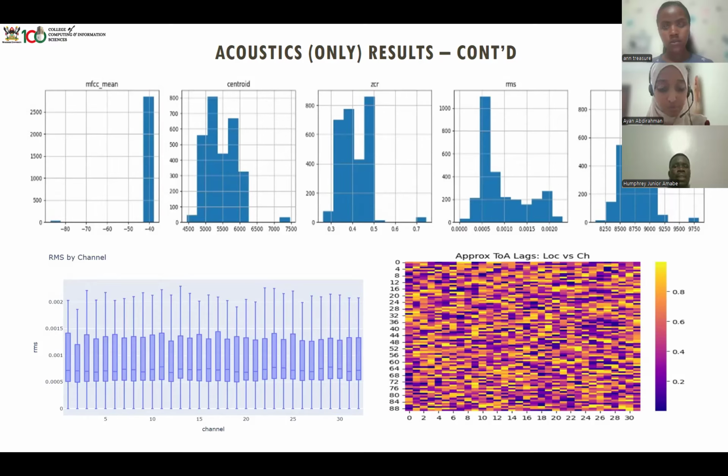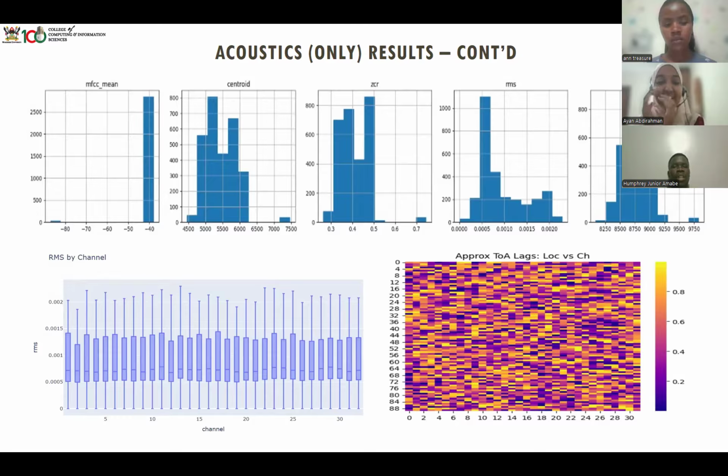In this slide, the topmost visualization represents the MFCC mean. MFCC stands for the mel frequency cepstral coefficients. This is how humans and speech recognition systems understand sound. Instead of raw frequency, MFCCs map frequencies onto the mel scale, which matches how the human ear actually perceives pitch. So we compute maybe 13 different MFCCs for each audio segment and then average them.